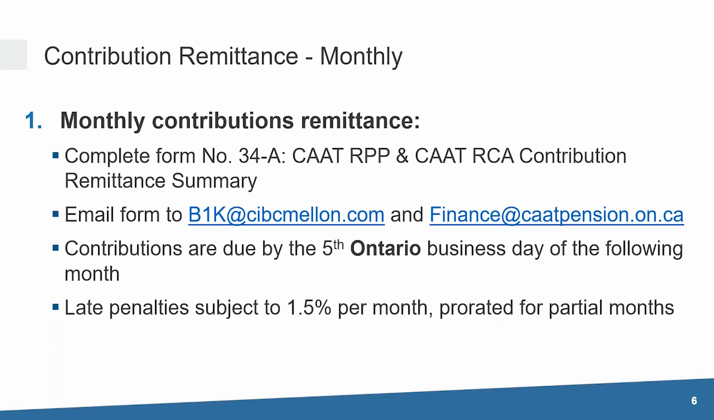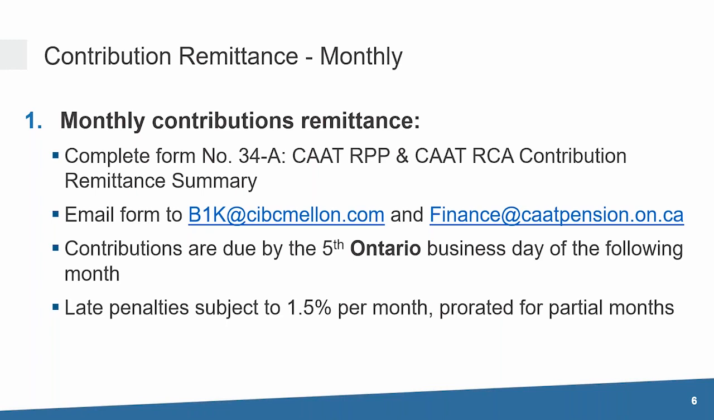It should be emailed to both CIBC Mellon and finance@catpension.on.ca at the same time or just before payments are made for monthly contributions. Please note that the amount remitted should match the dollar total on the remittance form. The contribution payments are due by the 5th Ontario business day of the following month.